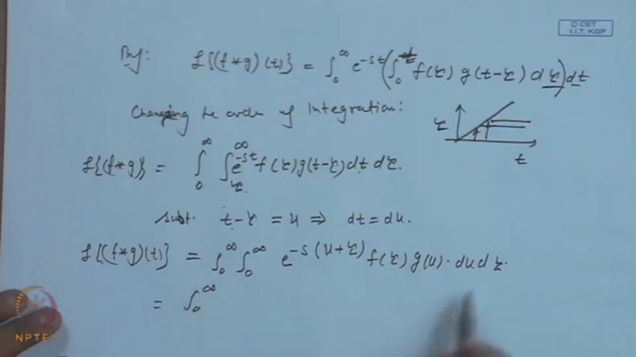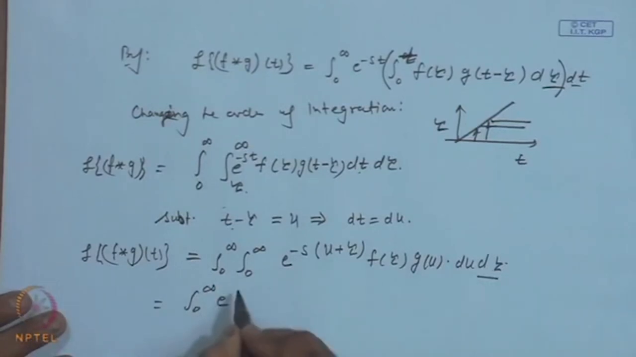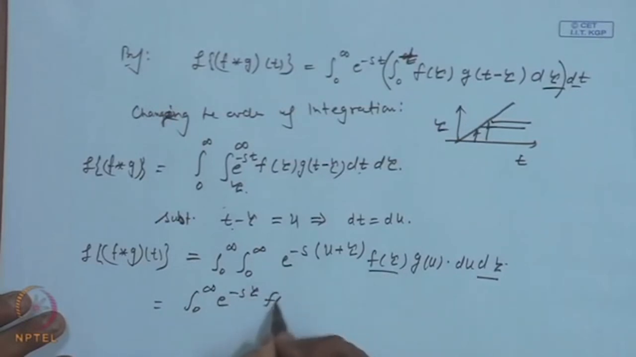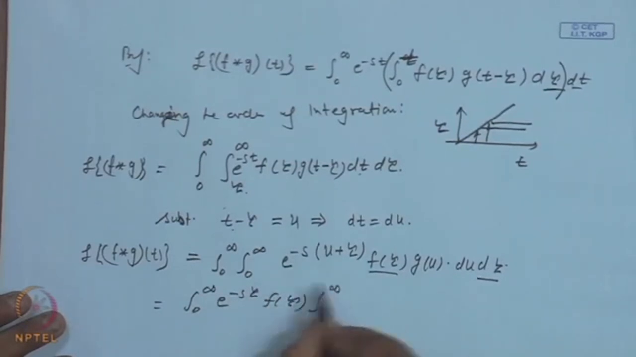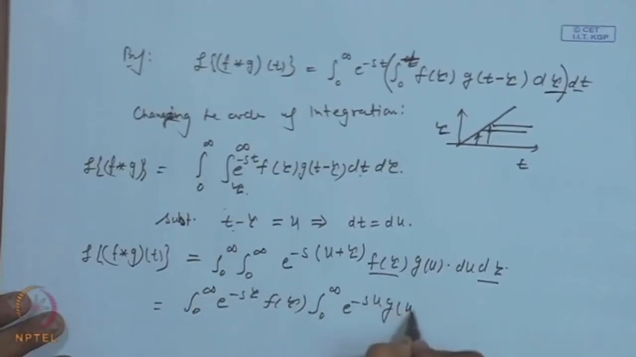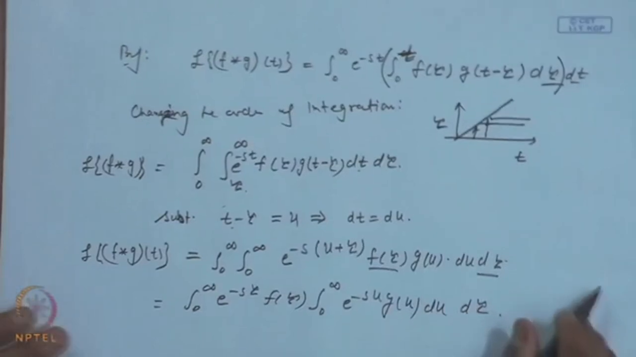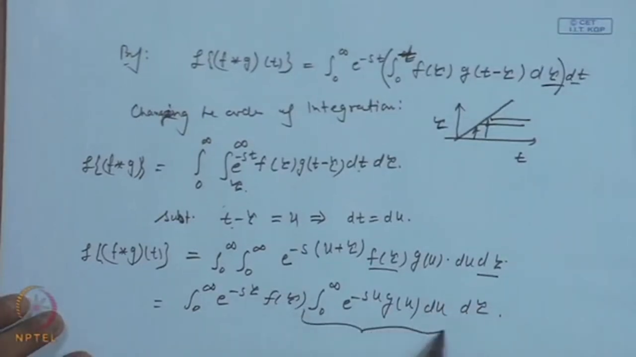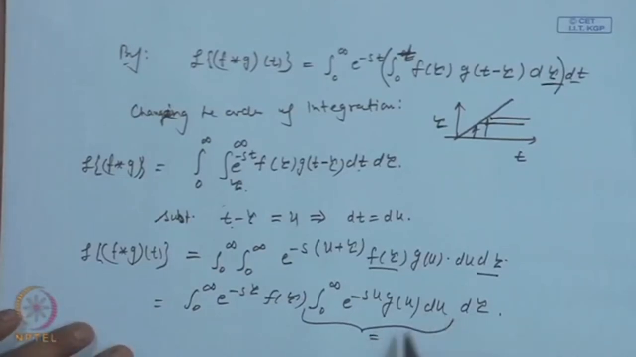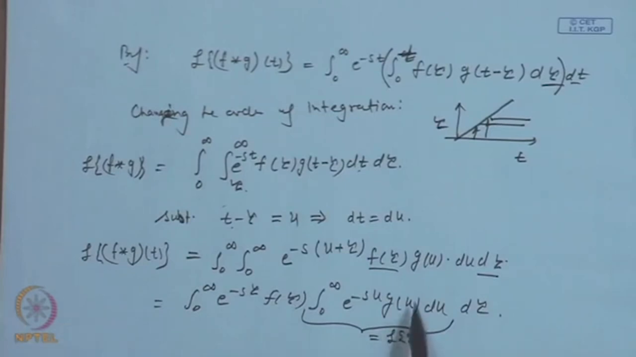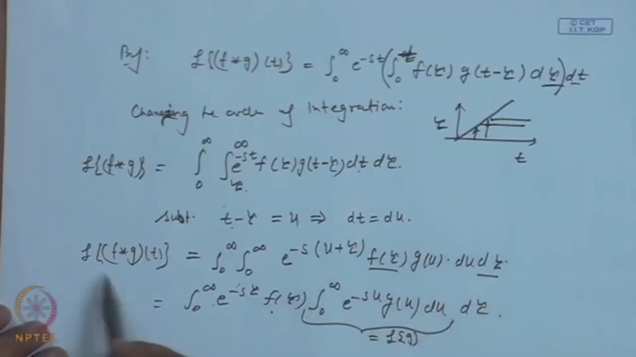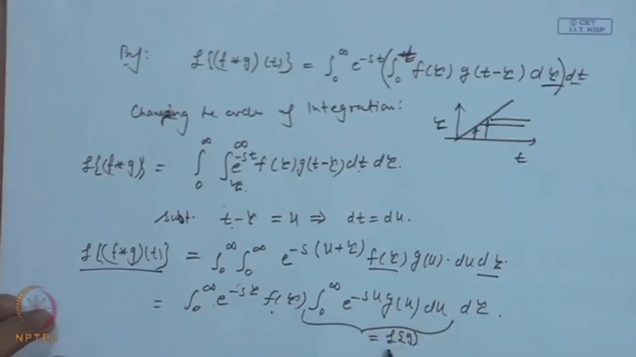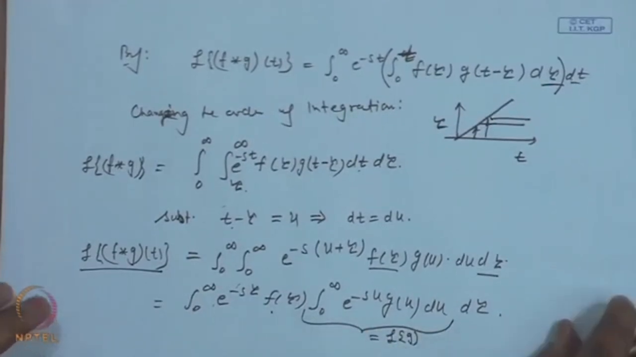Now, we have 0 to infinity. For the tau, we have e to the minus s tau and this f of tau, and the inner integral, 0 to infinity e to the minus s u g of u d u, and then we have d tau. So, we see that this is the Laplace transform of g, and the remaining part in the integral, e to the power minus s tau f of tau d tau, is the Laplace transform of f. So, here we get that the Laplace of f star g is the Laplace of f multiplied by the Laplace of g, this theorem.